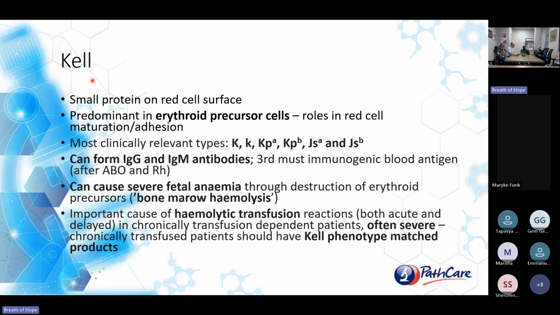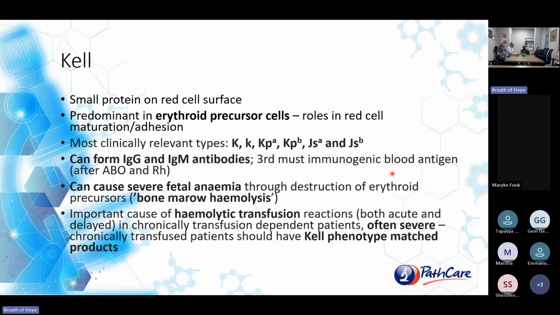Next antigen is CAL, which is a small protein. It's a protein, so it tends to generate IgG. It's predominant in erythroid precursor cells rather than the mature red cells. So it tends to interfere with red cell maturation rather than hemolyzing the mature red cells. There are multiple types of CAL, and these are the 6 most clinically relevant forms. And because it's a protein, it tends to form IgG, but unusually, CAL can also form IgM.